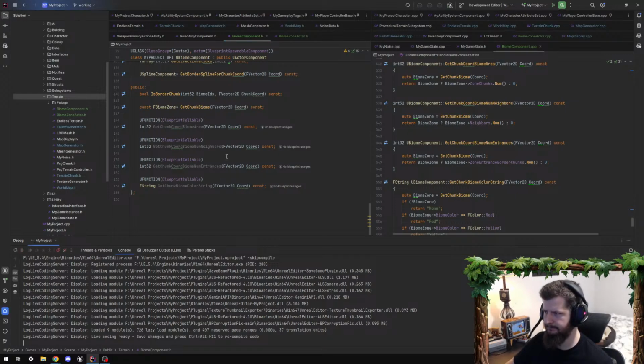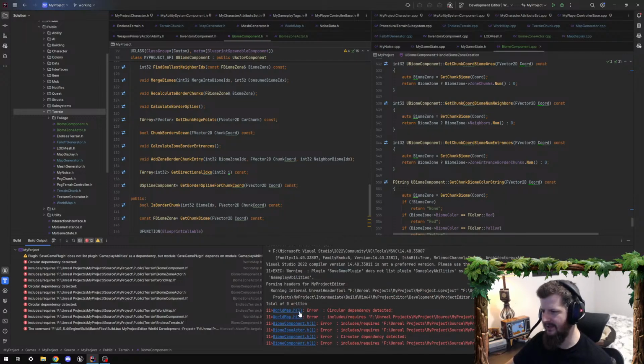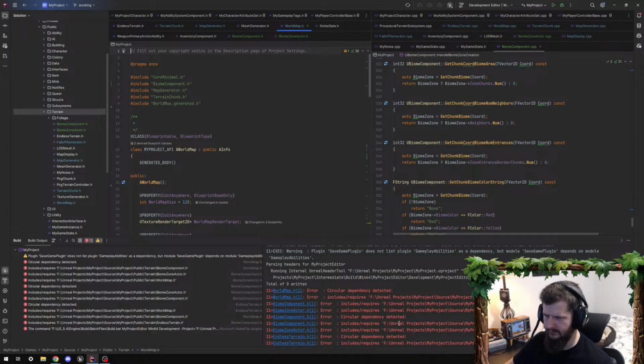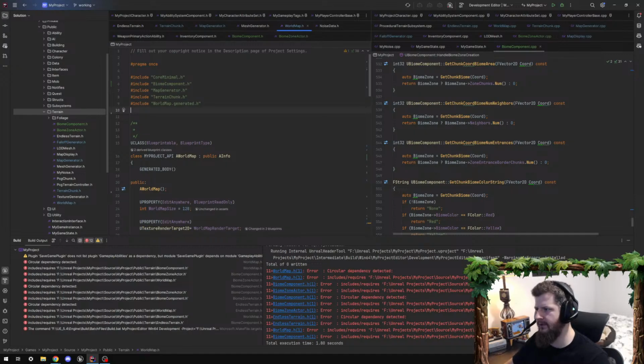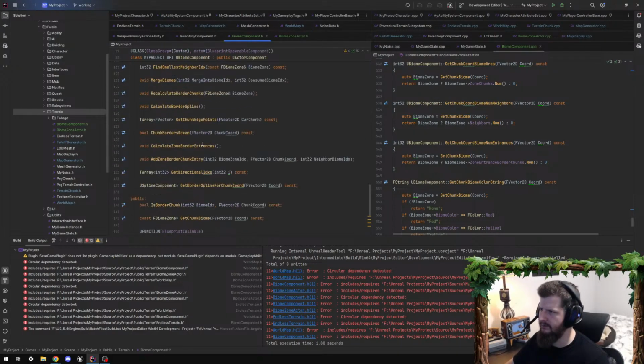Okay, does this compile? No, it does not. Okay, circular dependency though. Biome component includes biome zone actor. Okay, so I just have to forward declare biome zone actor in biome component.